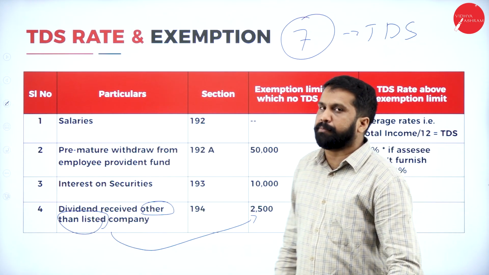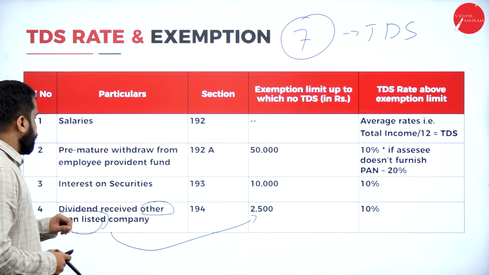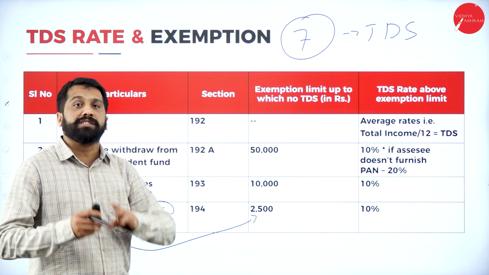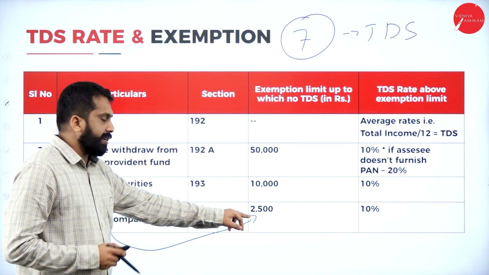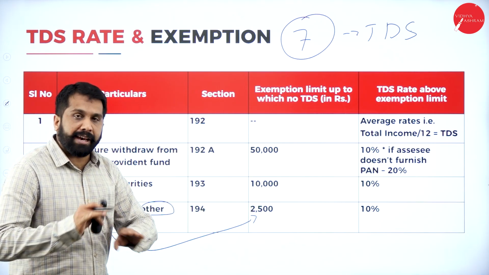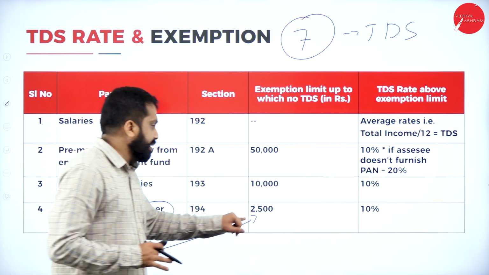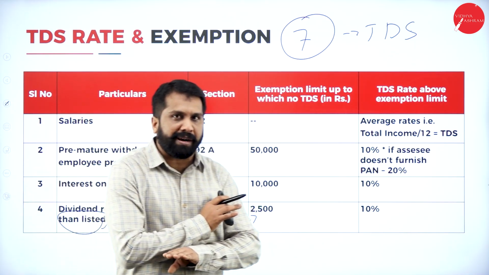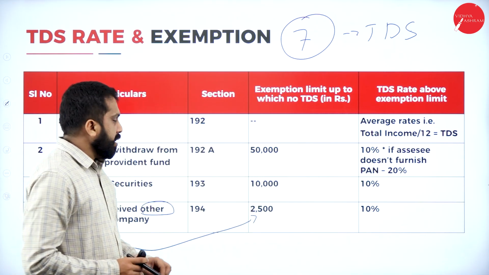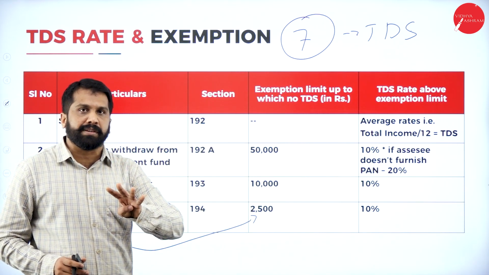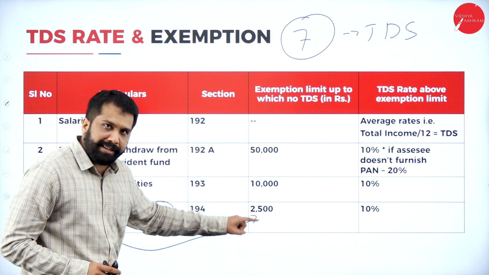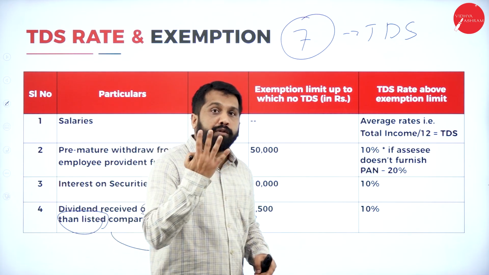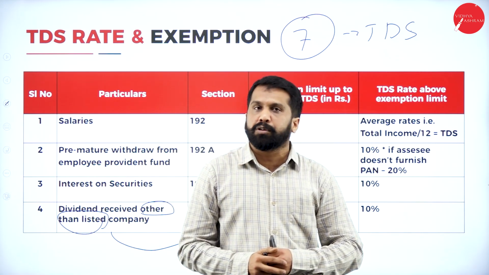And one more thing is very important. Now assume that they have given dividend received other than listed company 4,000. How much is taxable? 4,000 means limit exceeded. Never make the mistake of 4,000 minus 2,500. Never do that mistake. Under TDS, we will not minus anything. Clear? Now, if in the question paper they have given 4,000, it is more than 2,500? Yes. What is the value? 4,000. What is the percentage? 10%. 4,000 into 10%. Hope you are clear.